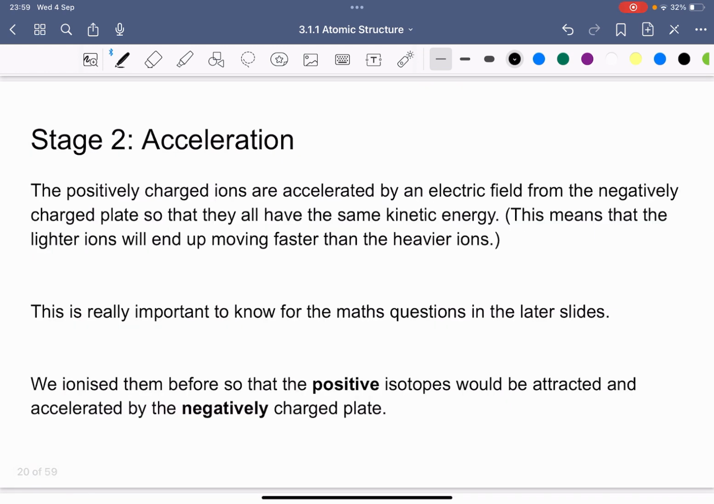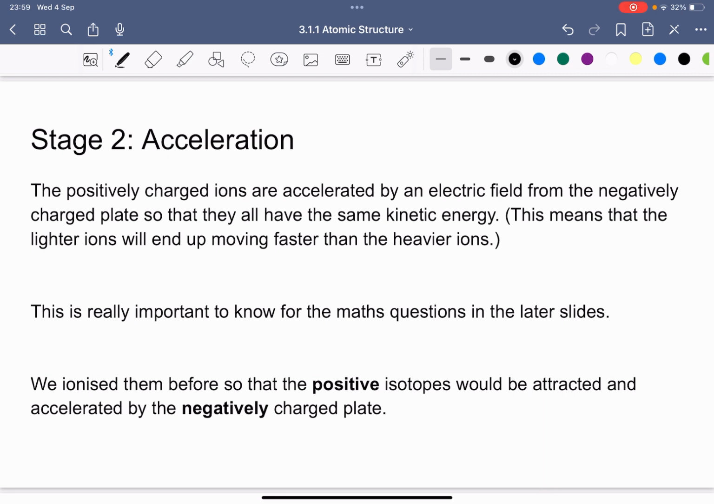In stage 2, the positively charged ions are accelerated by an electric field from the negatively charged plate so that they all have the same kinetic energy. This means that the lighter ions will end up moving faster than the heavier ions. This is really important to know for the math questions in the later slides.